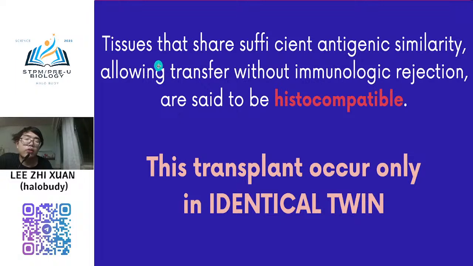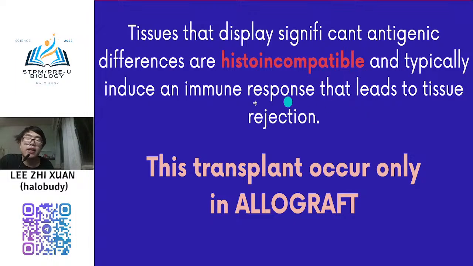Okay, so tissue that shares sufficient antigenic similarity, allowing transfer without immunological rejection, is said to be histocompatible. So normally this one only occurs in identical twins. And another one is tissue that displays significant antigenic difference, meaning that your antigens on your surface are totally different, meaning that your MHC class 1 is different, we call it histoincompatible. Histoincompatible means incompatibility lah, and typically induces an immune response that leads to tissue rejection.